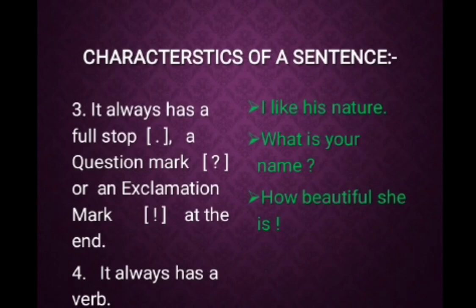Now, the fourth is, it always has a verb. Children, a sentence can't be made without a verb. There should be a verb all the time in a sentence. So these are the conditions of a sentence.